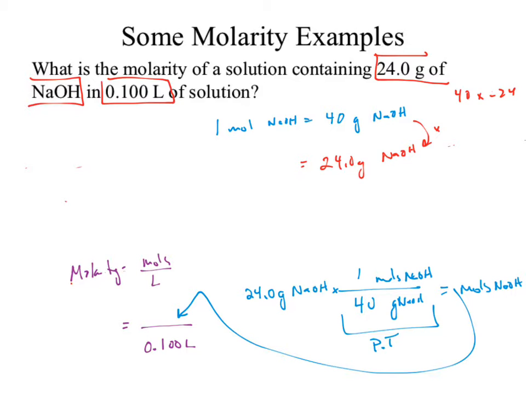I need to multiply by 24 over 40, right? So what would I do on the other side? Multiply by 24 over 40, and that would get me my moles of sodium hydroxide. Take a look at the blue salt down below. What did you do? 24 over 40. Okay? Both of those methods work.